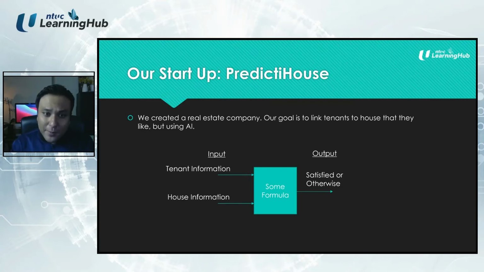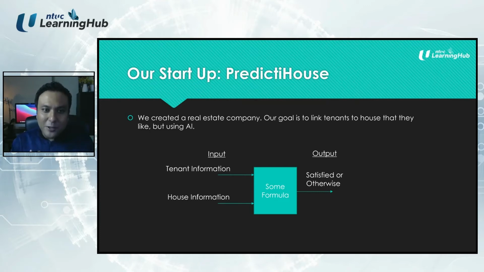So I want to tell you what machine learning is, but I want to tell you in a case study manner. So let's go into a fictitious company that we're all in. Our company is called Predicti House. It predicts what house you like. Okay, so we have two pieces of information. We have a database of tenant information, potential tenants, people who are looking for a place to rent. And then we have house information, places that we want to rent out.